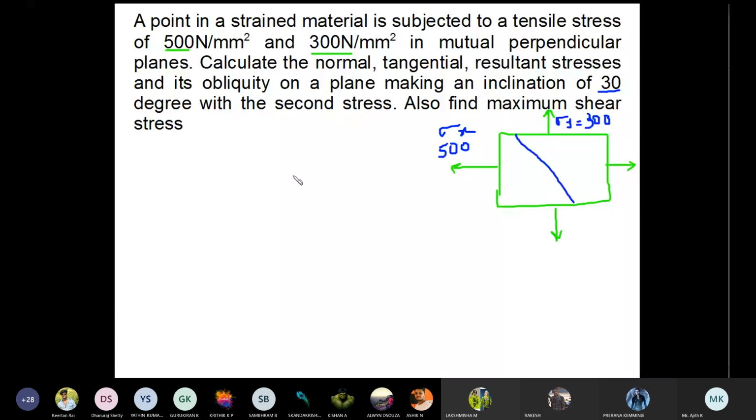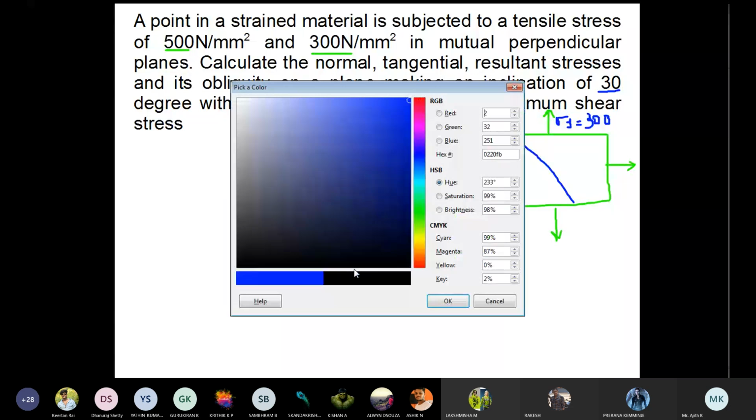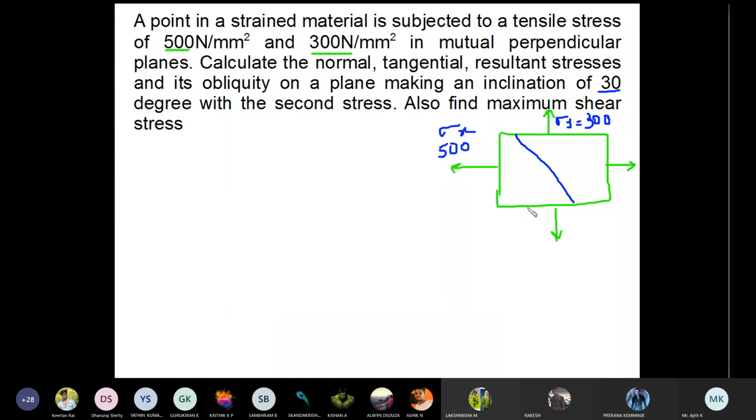This plane is making 30° with the second stress. So which angle is 30° here? This plane should be making 30° with second stress. Second stress is acting horizontally or vertically? Second stress is acting vertically. That means plane is making 30° with vertical. So with vertical, this plane is making 30°. So this is 30°, or else here also you can mark 30°. So this is the given problem.